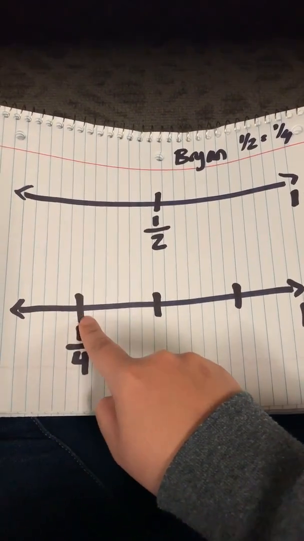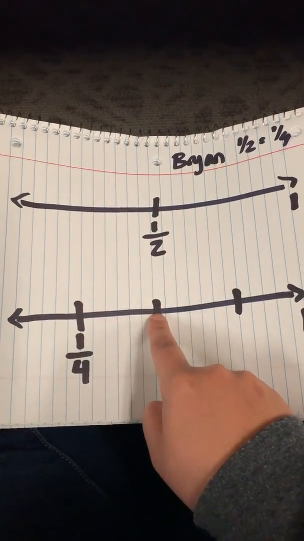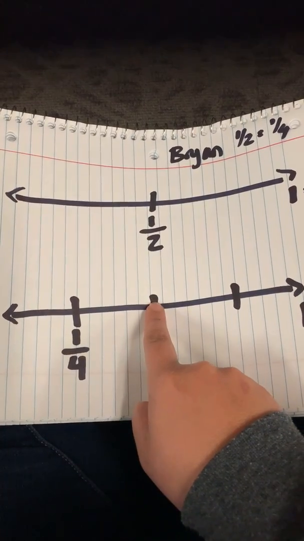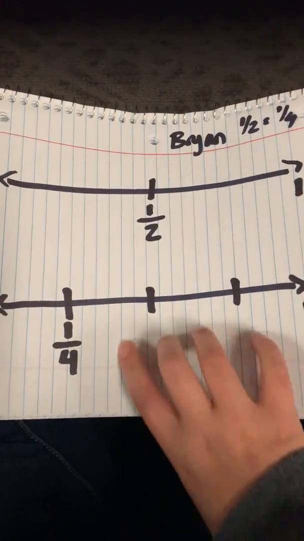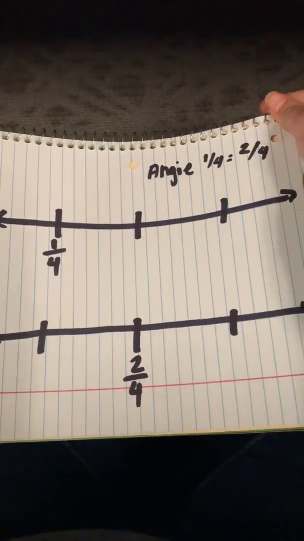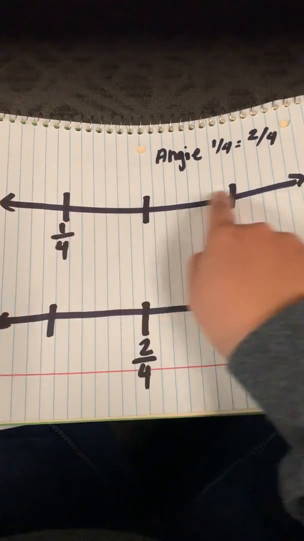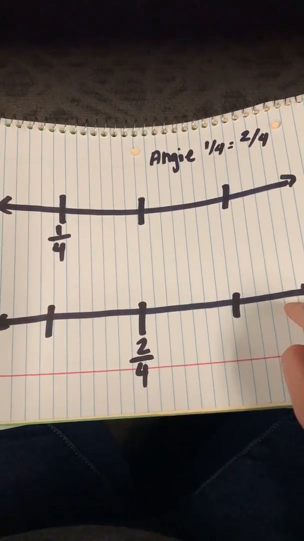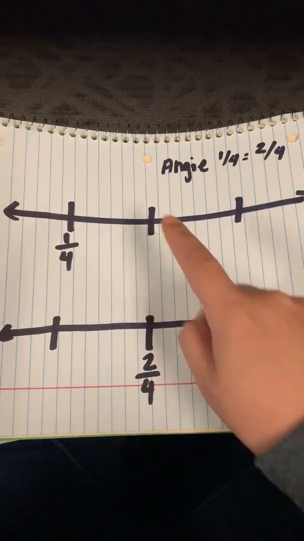The 1/4 would be right here, and the 1/2 would be here. So it would show that on both number lines, the halves are in the same spot, so therefore 1/2 is bigger than 1/4. On Angie's number line, her number lines look more similar. Both of them are split into 4ths because the denominator of both of her numbers is 4.